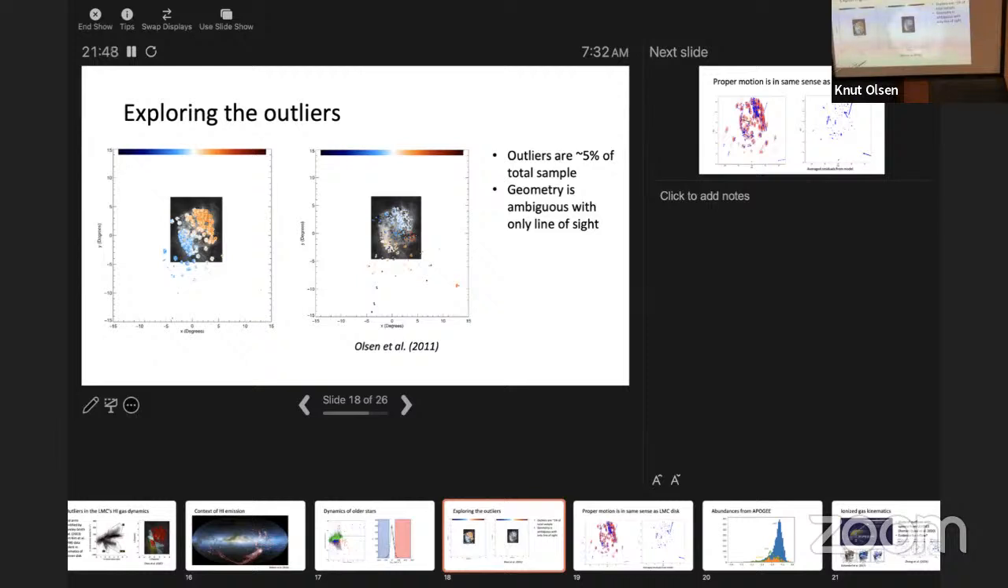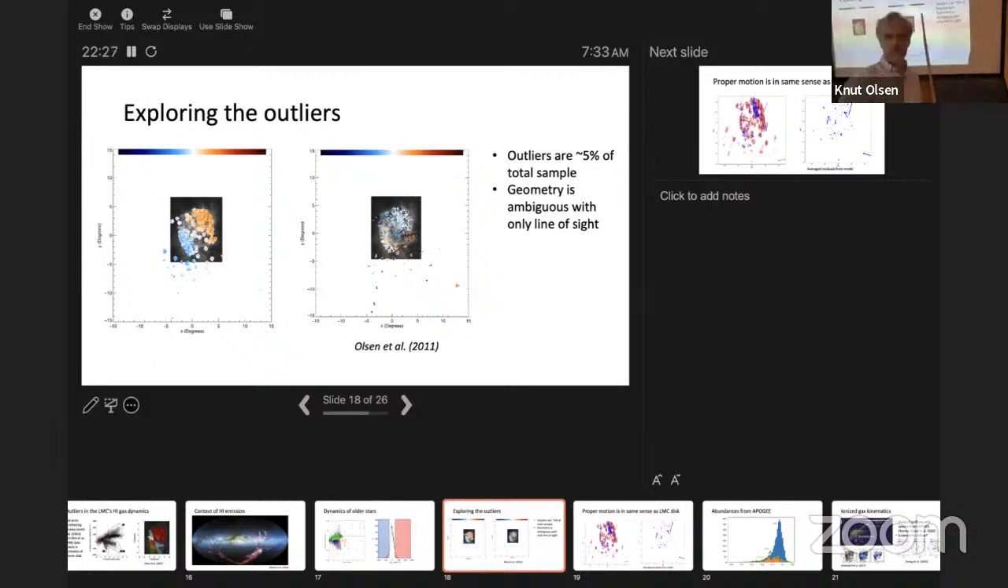You take the outliers, which are like 5% of the total sample, they have the opposite gradient, right? And so without, I'll get to proper motions in a second, but at the time they concluded that, well, either these stars were counter-rotating in the LMC disk, which would be very strange, or they simply have a different geometry, right? Because with line of sight velocities only, without geometry, we don't know whether the population could be spinning one way or the other.